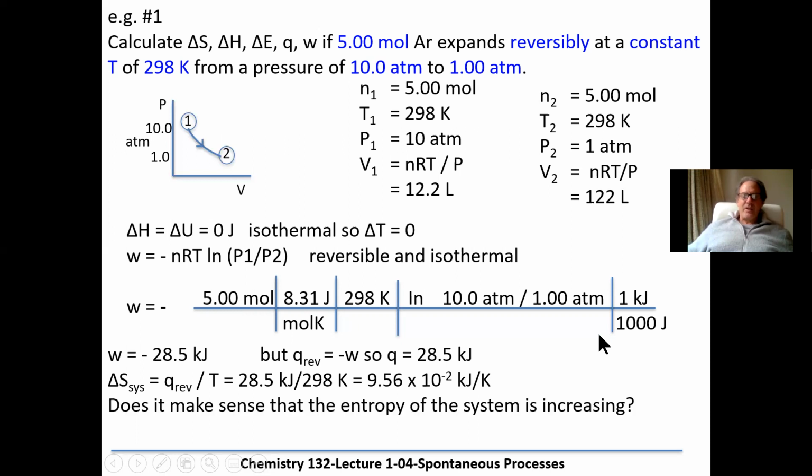Now, does it make sense that the entropy of the system is increasing? Think about it. Gas is undergoing an expansion. When particles take up more space, as we discussed previously, there are more possible outcomes where the particles can be more random at a higher volume. So yes, it makes absolute sense that the entropy of this particular system is changing. So the gas is expanding.